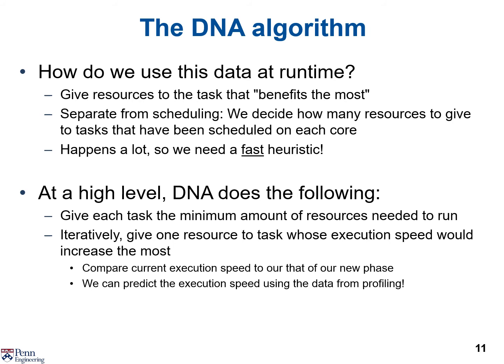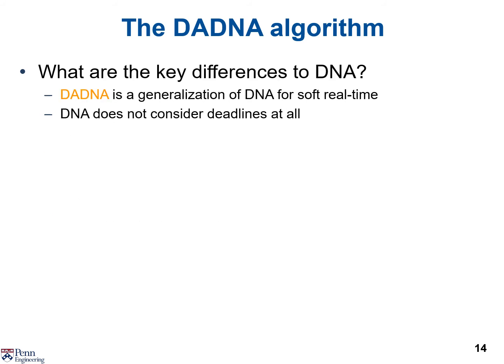However, since it doesn't consider task urgency, it may not provide enough resources in scenarios where tasks are particularly close to missing their deadlines. To account for this, we now introduce DADNA, DNA's deadline-aware extension. At a high level, DADNA is very similar to DNA, but as I mentioned, it additionally considers both its own deadline and the deadlines of tasks waiting to execute.